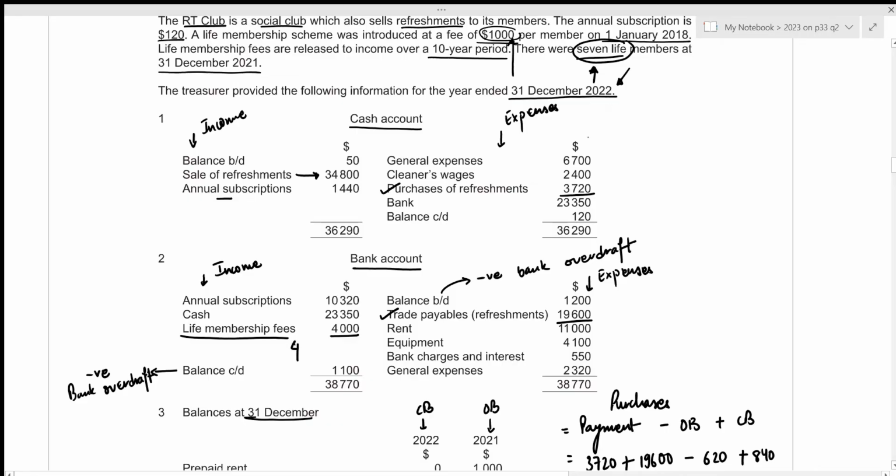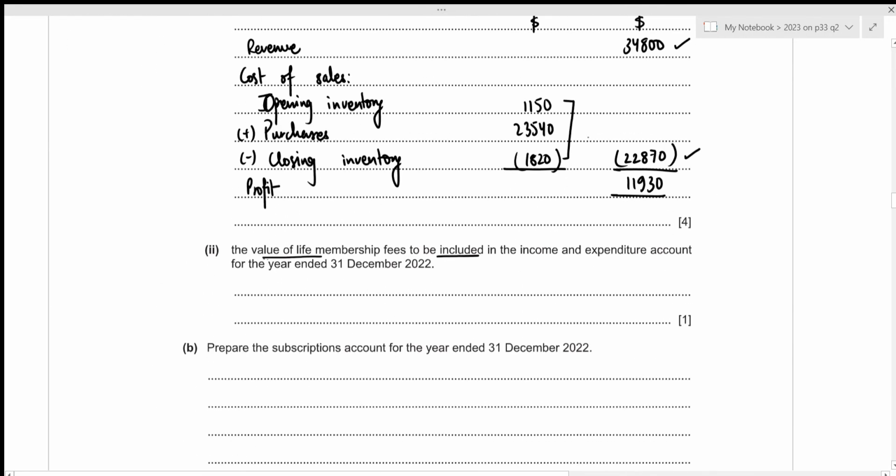So in total, we have 7 plus 4 life members. That's 11 members. So for each of those members, we will be transferring 100. So the total transfer is just going to be 11 times 100, which results in 1,100. That's all for the first part.